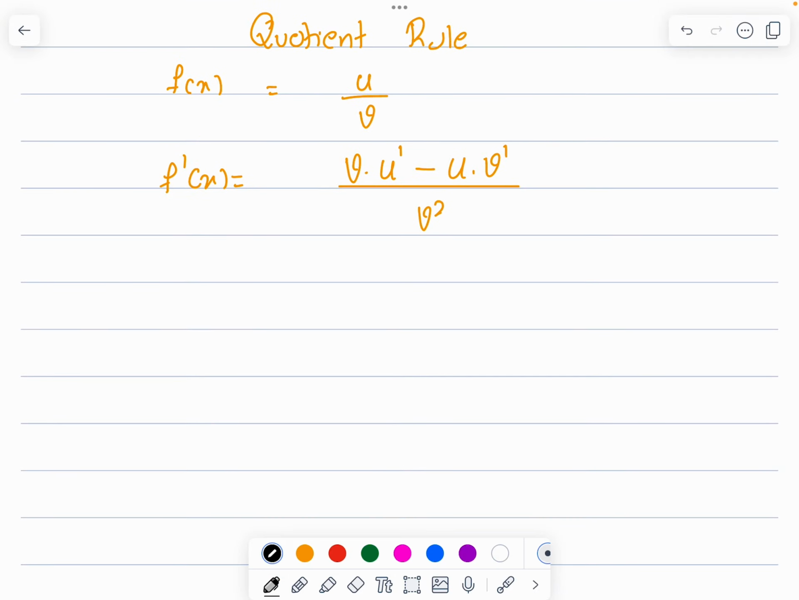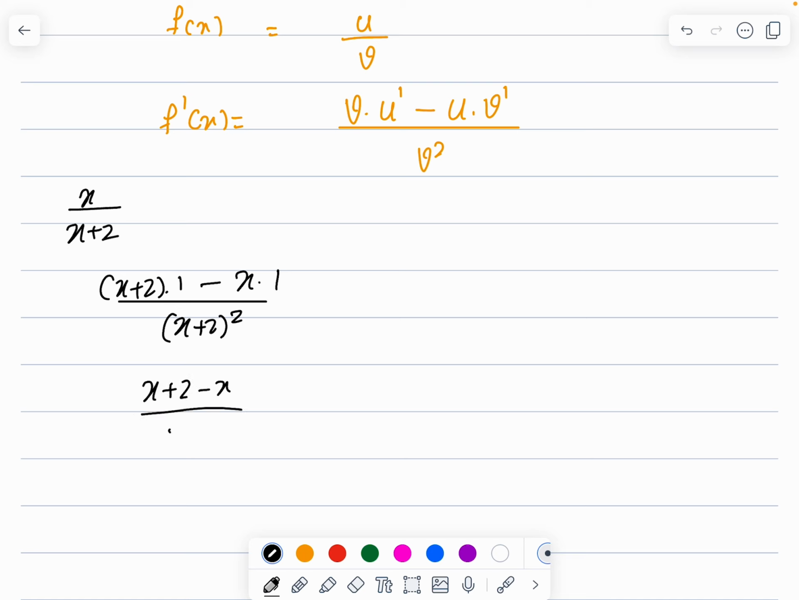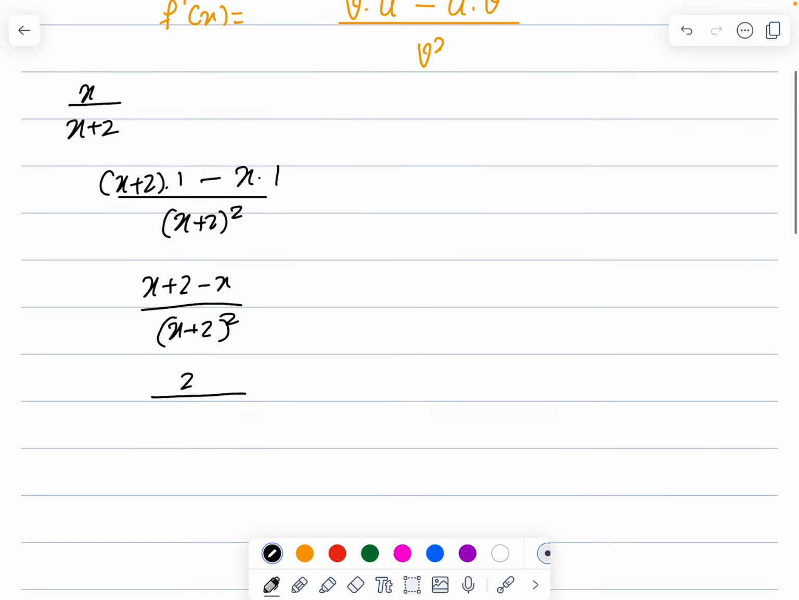Let us do it with an example. If the function is x upon x plus 2, I will do this by the quotient rule and also by the product rule. Both ways we are going to get the same answer. First by the quotient rule. The denominator is x plus 2, so the denominator squared below. Denominator times derivative of numerator, which is 1, minus x times derivative of denominator, which is 1. So it is x plus 2 minus x upon x plus 2 whole square. My answer is 2 upon x plus 2 whole square.